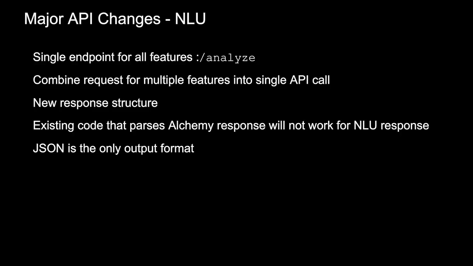The main change around the API is that there's a single endpoint for all the features. In Alchemy, we used to have a separate endpoint for each feature, and we had a convenient endpoint called combined call, where you can combine all the features into a single request. Now there is just an analyze endpoint, which you can use to pass in more than one feature request. I'll show an example request in the upcoming slides.